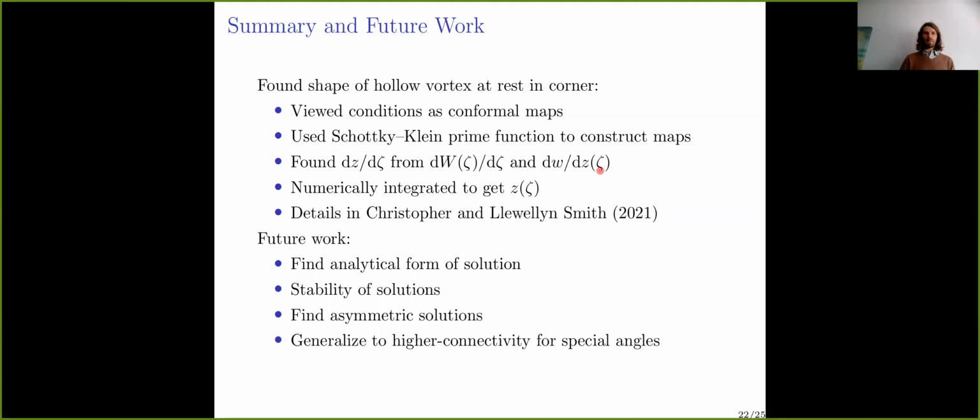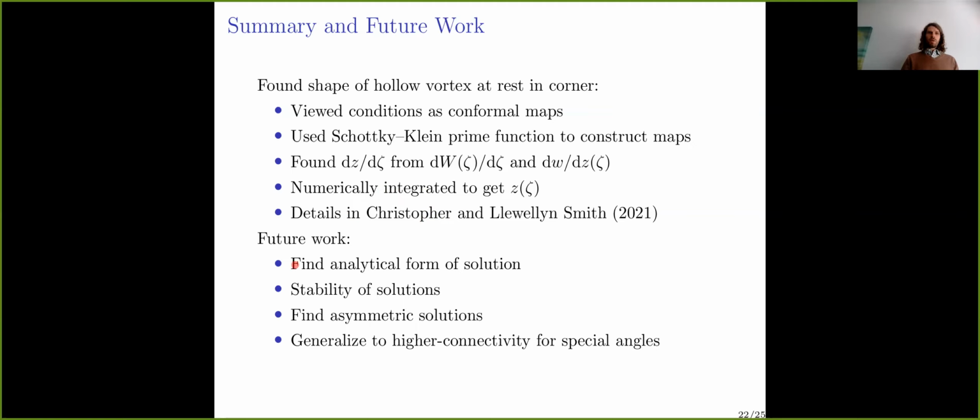Once we had the maps, we were able to use the chain rule to find dz/dζ. The map we were looking for was the integral of this. So what I did was numerically integrate to get this map, and all the details are in a paper from earlier this year. So, future work. I mentioned that we did this integral numerically.